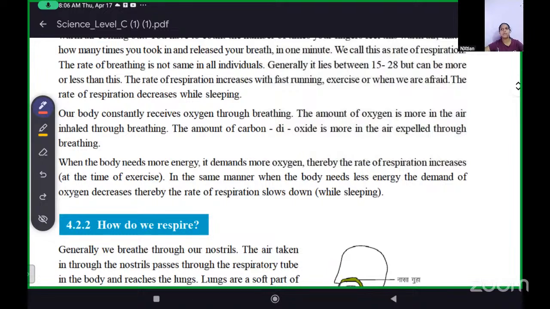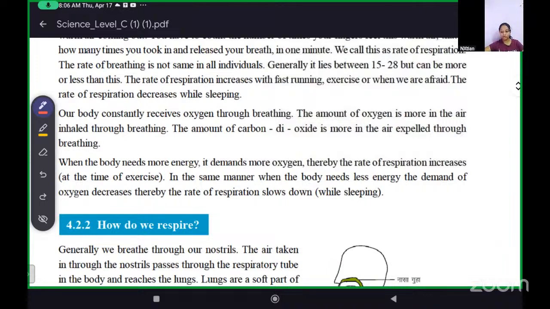But when we are sleeping, it is true that the rate of respiration is lesser. The rate of respiration decreases because our body is in a relaxation mode. Our body is not working, not doing activities or tasks, but just lying down. So the rate of respiration is somewhat slower.